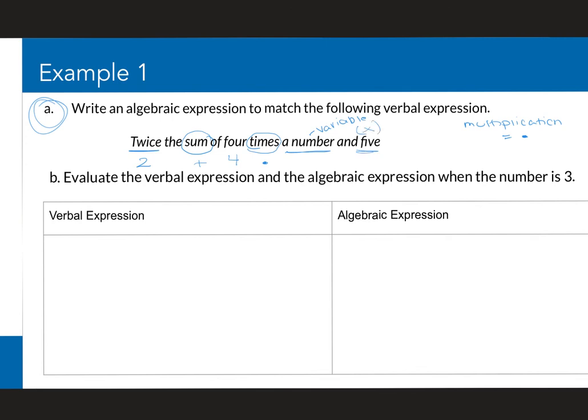All right, so we know we're going to have 2 times some expression. And what expression is that? It's telling me the sum of 4 times a number. So I know that I'm going to have 4 times x and 5. All right. So for today, that's all we're going to be doing is just going from the verbal, meaning the verbal sentence, to the algebraic sentence.